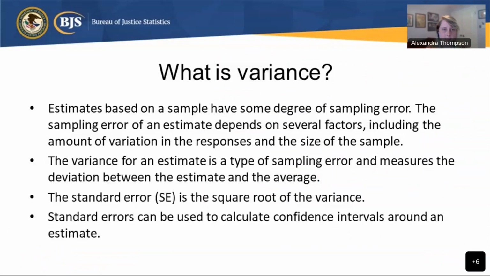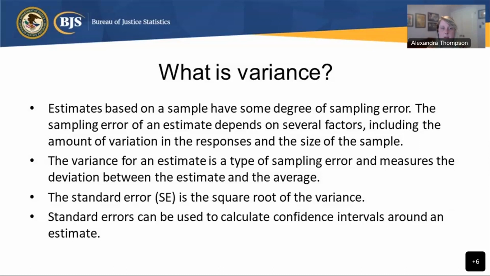And so what is variance? Estimates based on a survey and based on a sample have some degree of sampling error. And sampling error can depend on a variety of factors, including the amount of variation between responses for similar households and also the size of a sample. So if you have a small sample for a particular group, your sampling error may be larger, and for a larger sample, your sampling error may be smaller.